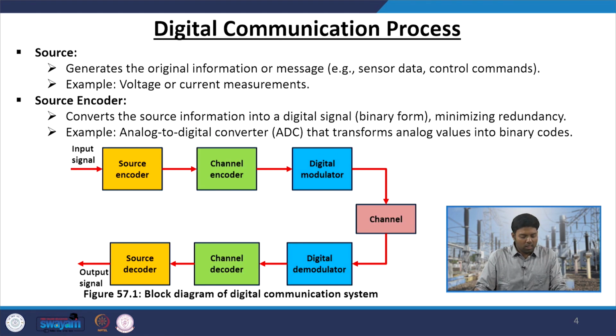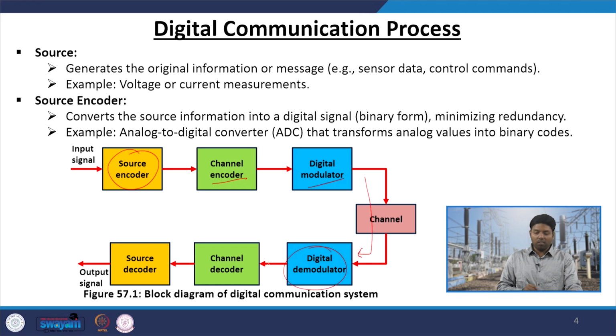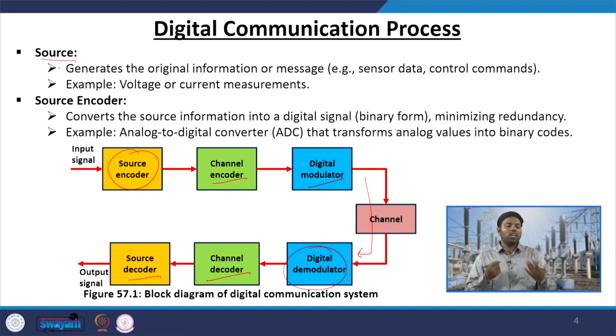So, what is the architecture block diagram of this communication topology? We have the source encoder, channel encoder, digital modulator, then the channel to send the data. Then at the receiving end you have digital demodulator, channel decoder and the source decoder. First is the source which generates the data, that means your sensors and smart meters, which generate the message or data, like voltage or current measurements, and then it is sent to the source encoder.